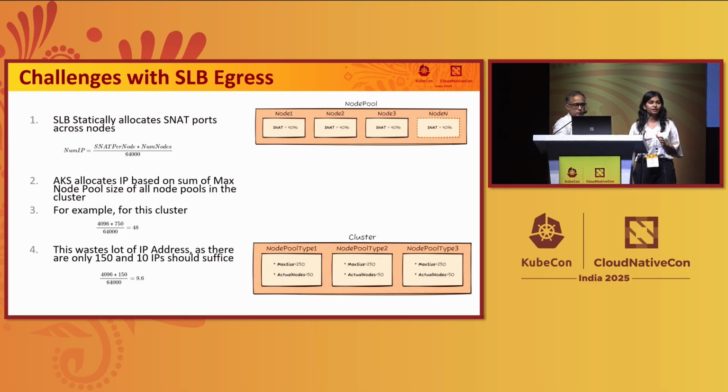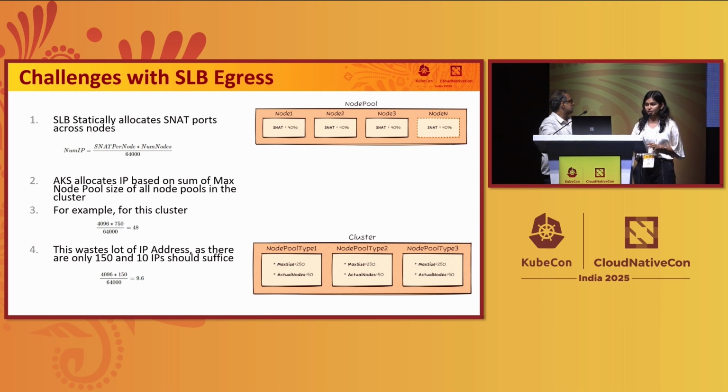Now let's see what AKS does to its Kubernetes cluster. While calculating the required number of IPs needed in a cluster, AKS uses the max pool size of the cluster. If you see the example on the right-hand side, we have 3 node pool types in the cluster and each has a max size of 250 nodes. In total, 750 max node pool size of the cluster. When we use 750 and 4096 SNAT ports, we get 48 IPs to be attached to the cluster in order to support 4096 SNAT ports. So this is what AKS does.